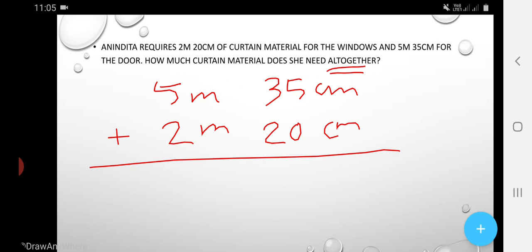So if we perform addition, what is the resultant? 5 plus 0 is 5, 3 plus 2 is 5. This comes under centimeter. 5 plus 2 is equal to 7. This comes under meter. The resultant is 7 meter 55 centimeter.